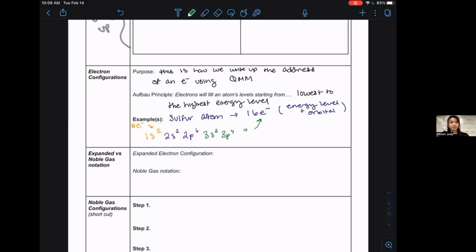So the first number is the energy level, like the row. And then the second number is how many electrons in that little section. Yep. So I think that's enough mind blowing today.